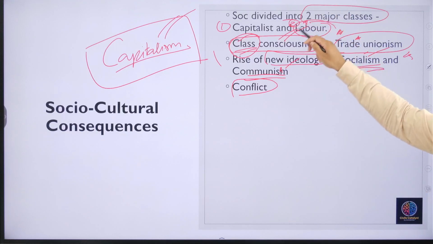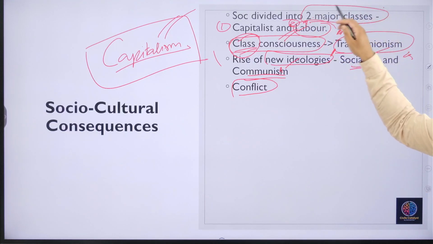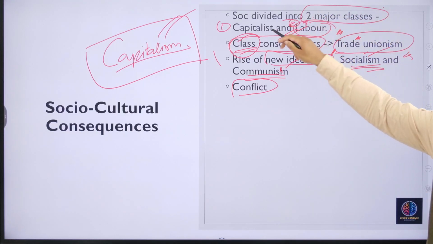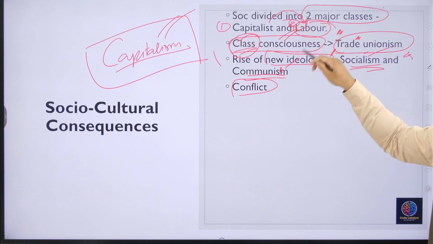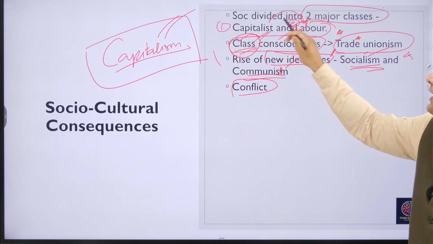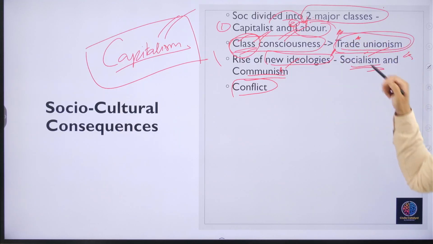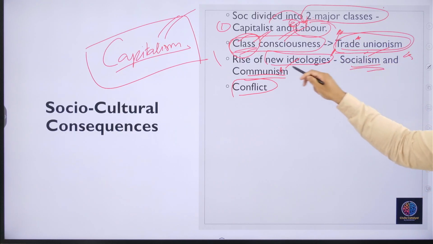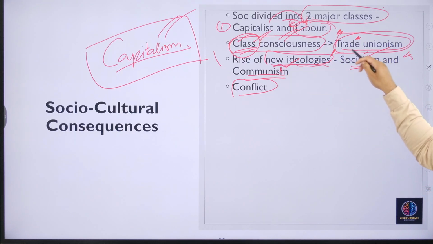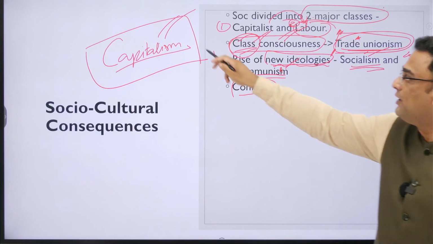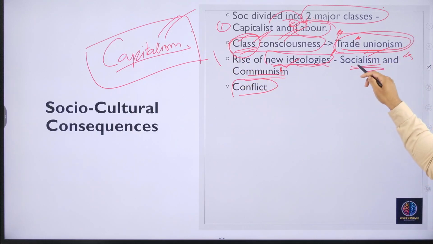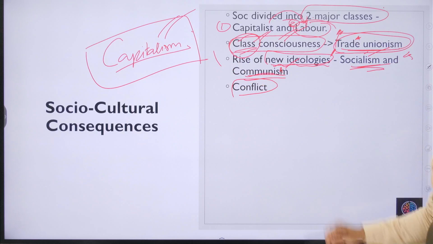See, everything is connected. Society divided into two classes, capitalist, labor. This is exploiting this. Therefore, creation of class consciousness. Class consciousness की वजह से आया एकजुट होकर लड़ने का फैसला, trade unionism. Out of this were born new ideas that it will not work just like this, we need to replace this idea. From it were born socialism and communism.